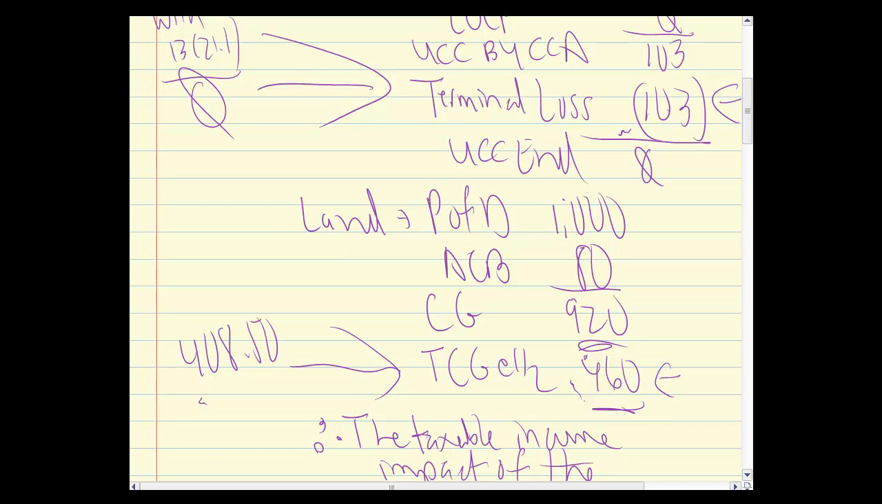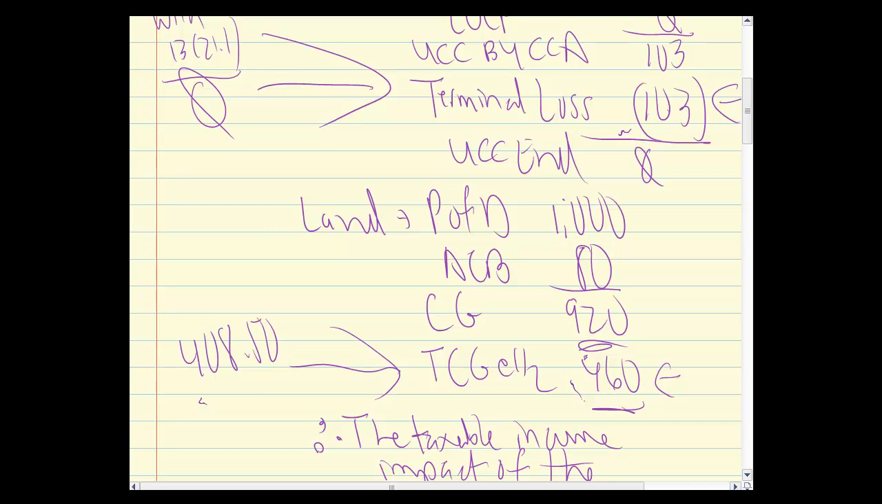Everybody good so far? I have a question. Does this only mean that it's sold in the same year? Land and building sold in the same year. So what if it's not sold in the same year? Okay, in the book it talks about it. Let's say you sell the land and then the building later.